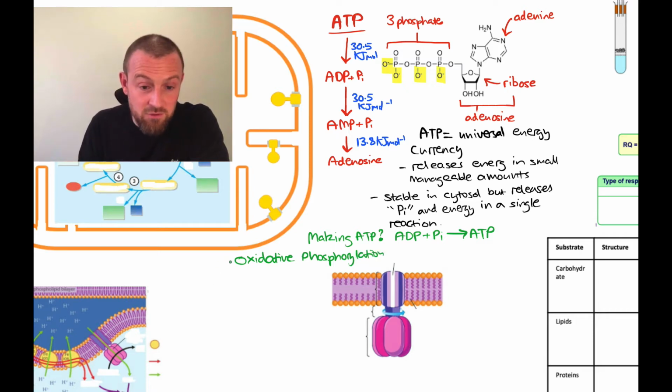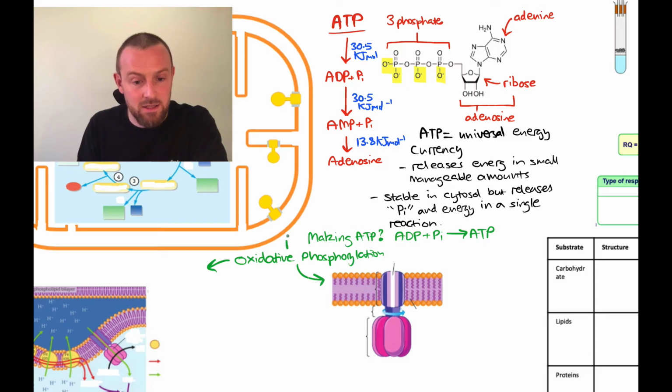And actually, oxidative phosphorylation is both this diagram over here and this diagram over here. So that is quite a complex thing. We'll get to that later. So that's the main way that ATP is made.